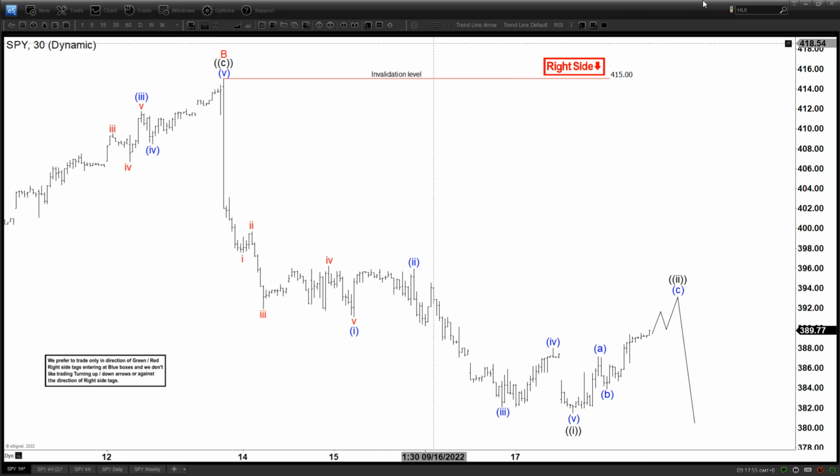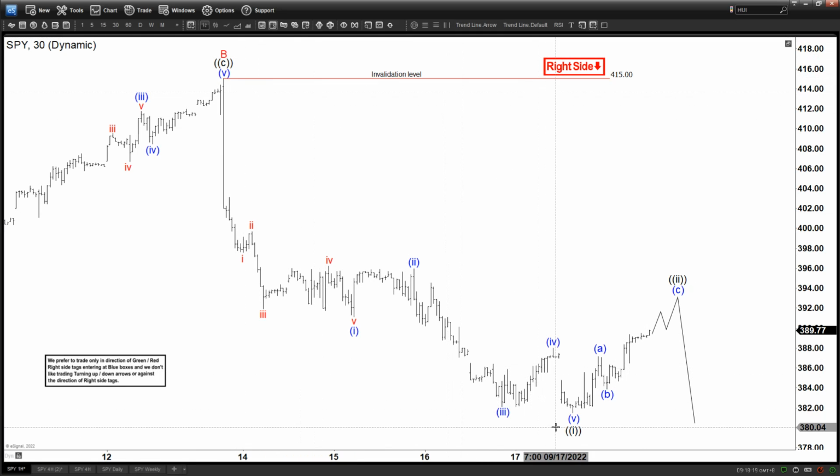Today we're going to be looking at the chart of the SPY, the S&P 500 ETF. On this 30 minutes chart, we can see we ended with B at 415, and that means we are now within the C leg on the downside. Within the C leg it will be in 5 waves, and you can see we ended with 1 of C as 5 waves, 1 2 3 4 5. Now we are looking for 2 of C rally to fail below 415 for another leg down again.